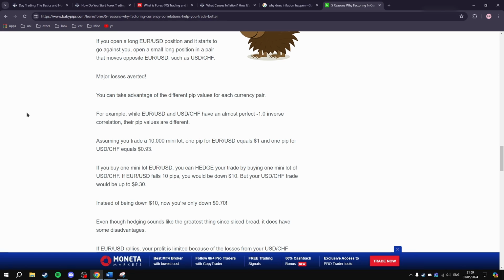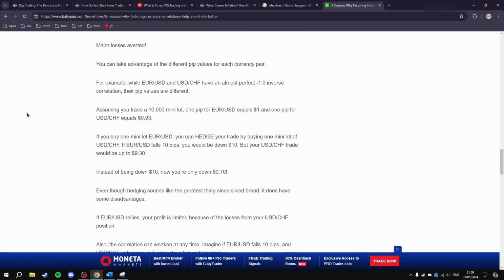So open a small long position. If you open a long and it starts going against you, so if it drops instead of going up, then you open in a pair that moves opposite. If it moves opposite, then it's going to go up. So then you go long and then it makes profit. Oh, I see. Yep. Major losses averted.